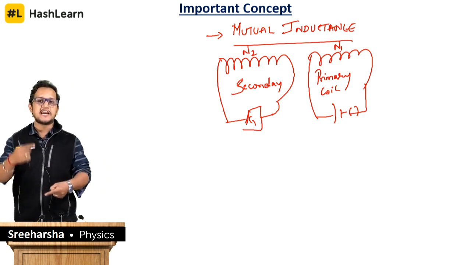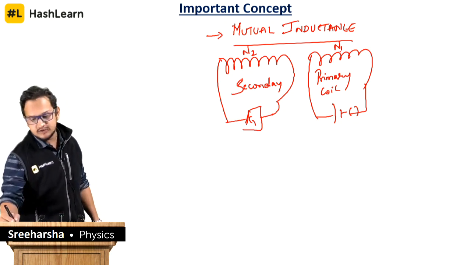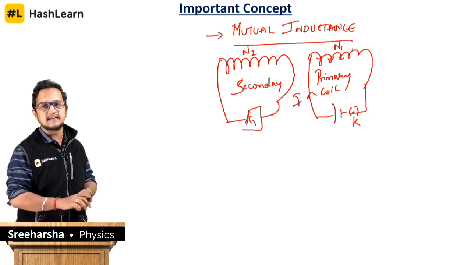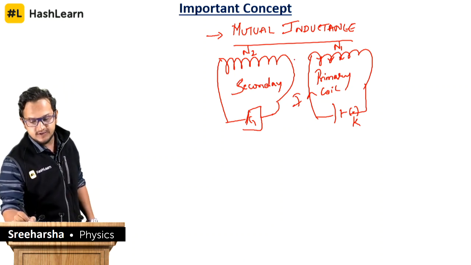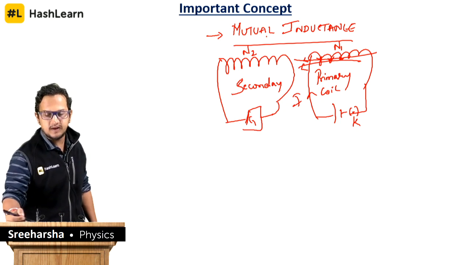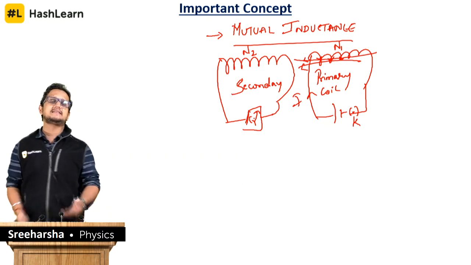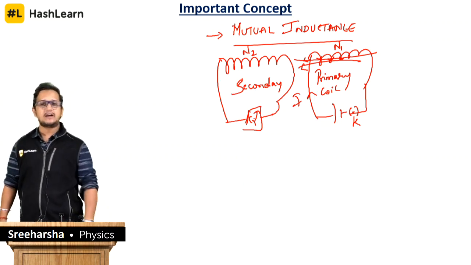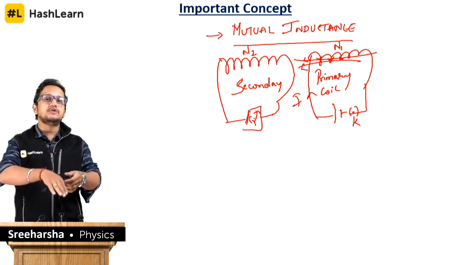Whenever there is a change in the current, when I close the switch and the current is moving in the coil, a magnetic field is induced in this direction. Whenever there is a magnetic field induced, there is a change in flux in the secondary coil, due to which a current is induced, which we have studied in the coil and galvanometer. This change in flux will give rise to an induced EMF.